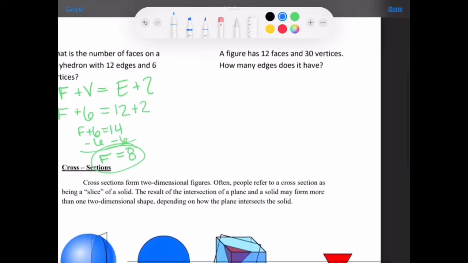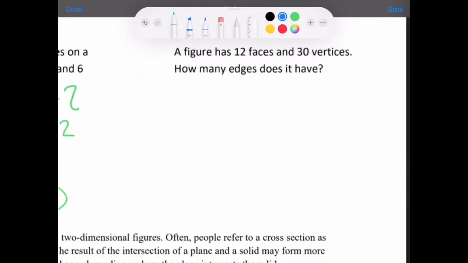All right, the next one says, a figure has 12 faces and 30 vertices. How many edges does it have?